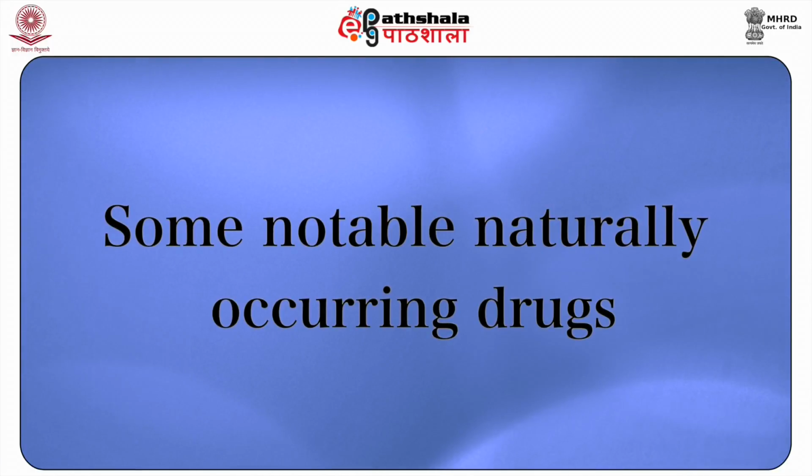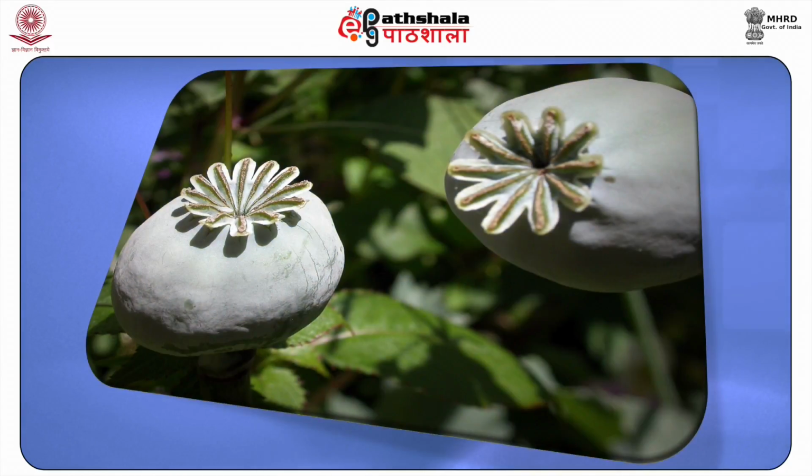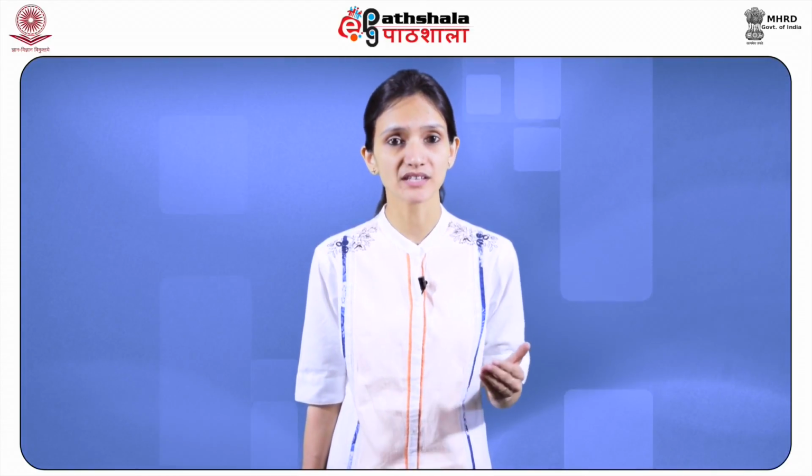Some notable naturally occurring drugs. Opium. Opium refers to the dried extract of the poppy plant, that is Papaver somniferum, which belongs to the family Papaveraceae. In Greek, opium is the name for juice. The opium poppy originated in the eastern Mediterranean, and its use has been well documented by ancient civilizations. In particular, many famous Greeks espoused opium's therapeutic properties to elevate mood and as a general tonic.